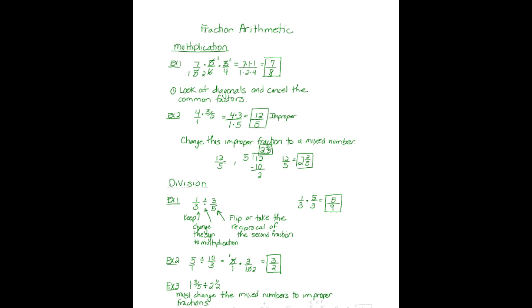So to do this, we have 1 and 3/5. We're going to go this direction. We're going to multiply 5 times 1 and add the 3. So 5 times 1 is 5, plus 3 is 8. So this fraction becomes 8 over, and we put it in the denominator here, 5. So 1 and 3/5 is the same as 8/5. Let's do the same thing now for the 2 and 1/2.